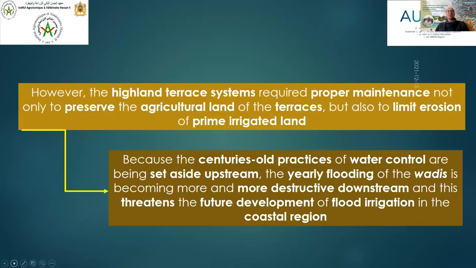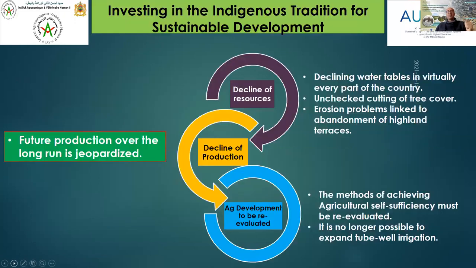However, the highland terrace systems require proper maintenance, as we said, not only to preserve the agricultural land of the terrace system itself, but also to limit erosion of prime irrigated land in the wadis. Because the centuries-old practices of water control are being set aside upstream, the yearly flooding of the wadis is becoming more and more destructive downstream, and this threatens the future development of flood irrigation in the coastal region.